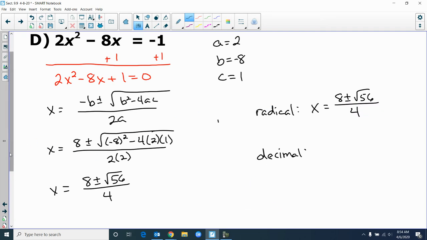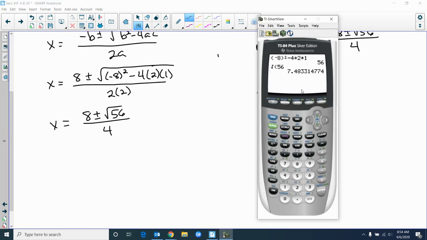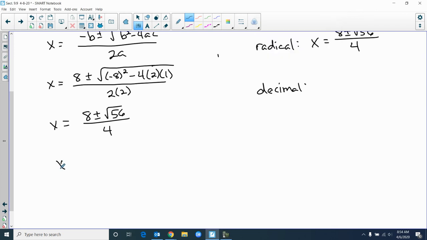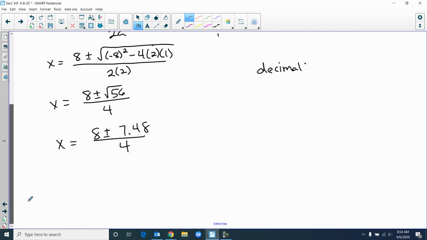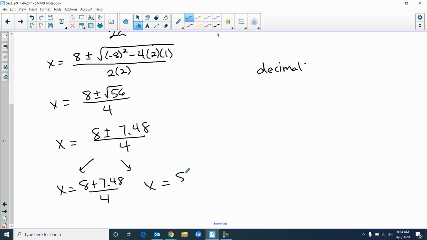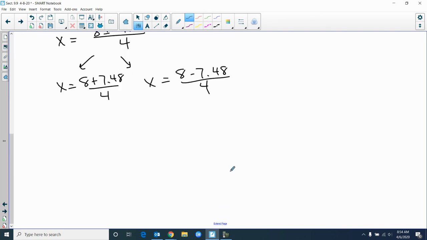Now to get the decimal answer, here's where we have to go further. Well, the square root of 56, rounded to the nearest hundredth, we got 7.483. You look at the third number, it's less than 5, so it stays the same. So this becomes x equals 8 plus or minus 7.48 divided by 4. And now we go into the two cases: x equals 8 plus 7.48 divided by 4, and x equals 8 minus 7.48 divided by 4.